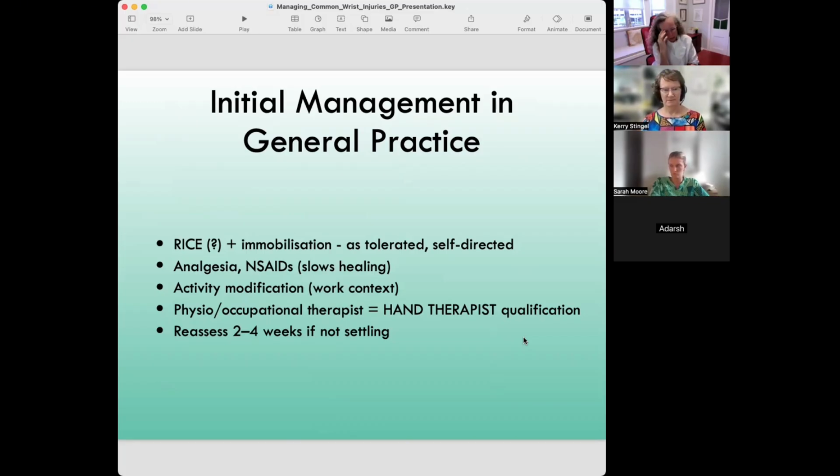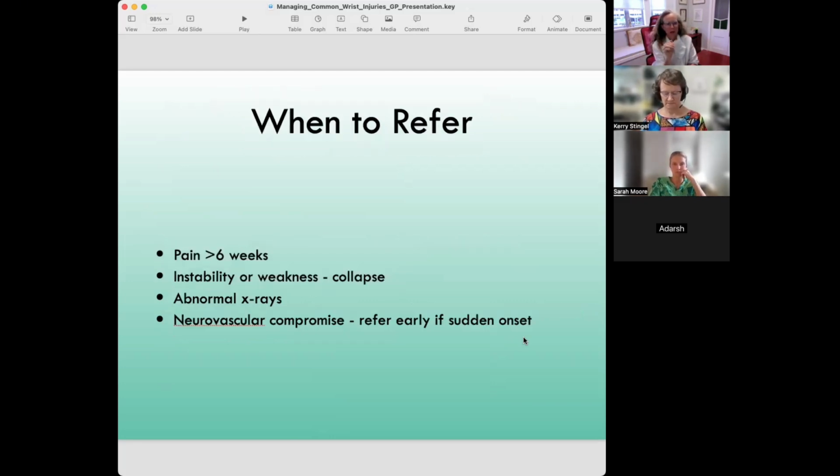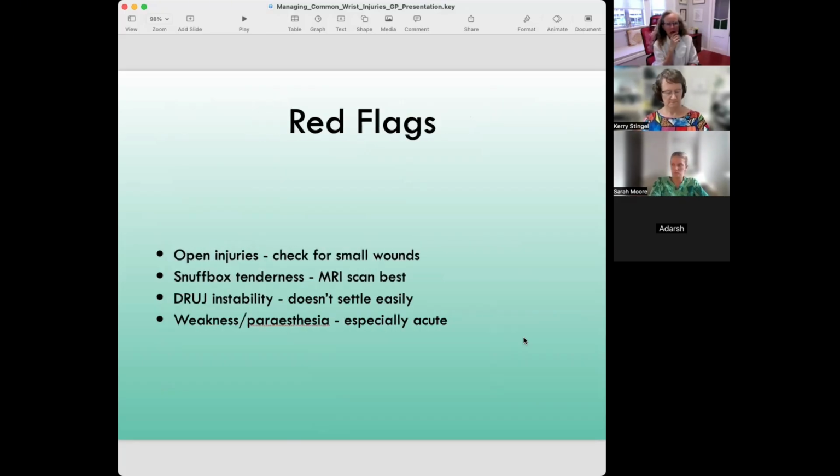Look, it's hard to tell GPs that we want people to keep coming back to them. So I do try and get the patient to self-initiate a reassessment. I always say, I've got an open door, please come back if there's any problems. Come back on this date. If you don't need me and if you're really confident, please don't come. Pain persistent for more than 6 weeks, instability or weakness, so they're trying to grip and they can't, abnormal x-rays, neurovascular compromise.